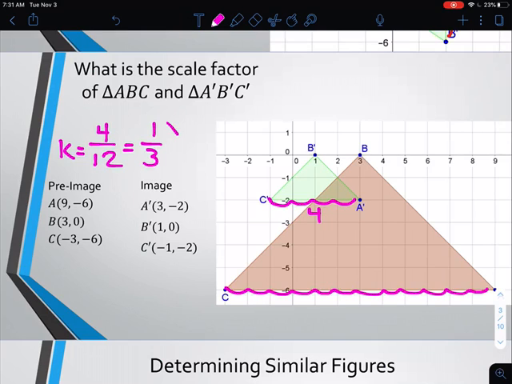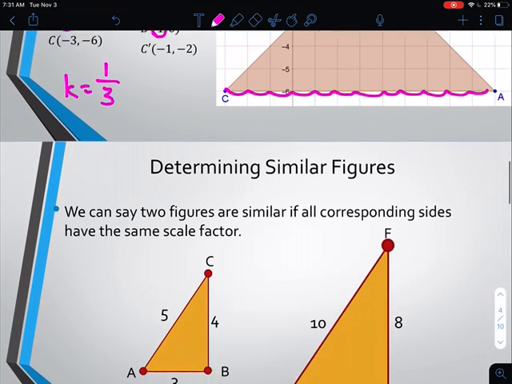So in this case, a reduction should have a scale factor smaller than 1, which is exactly what we get there with 1/3. And again, I could have also used coordinates. For instance, B prime, the x value is 1. So there's my image. And then the corresponding x value would be 3. And so I still get the same scale factor of 1/3. So you can use lengths, or you can use image and pre-image points to calculate that scale factor.